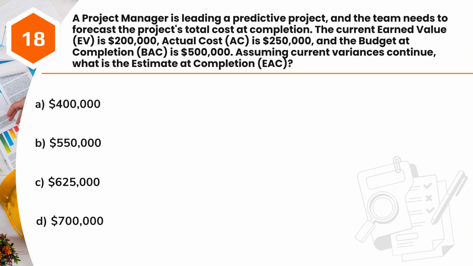Question 18. A project manager is leading a predictive project, and the team needs to forecast the project's total cost at completion. The current earned value, EV, is $200,000, actual cost, AC, is $250,000, and the budget at completion, BAC, is $500,000. Assuming current variances continue, what is the estimate at completion, EAC? A. $400,000. B. $550,000. C. $625,000. D. $700,000.